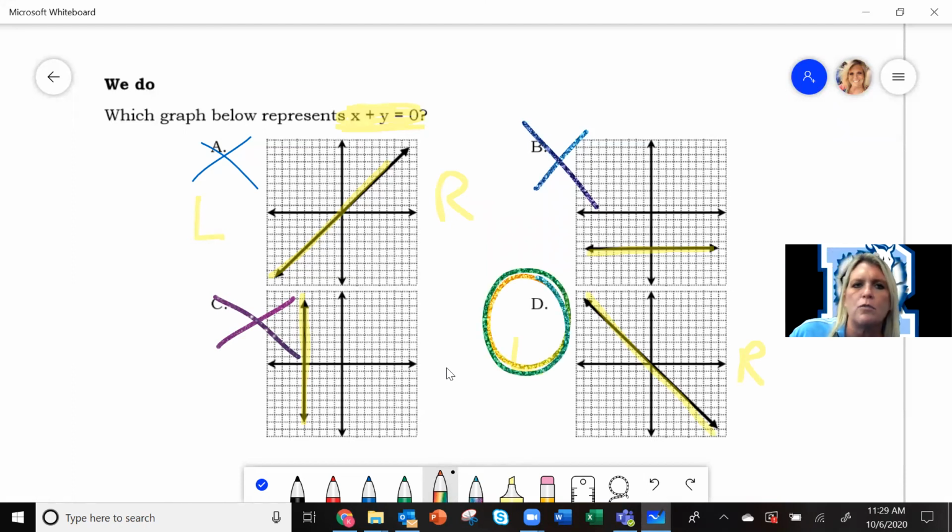So when you're trying to figure out which graph matches, this is what we're going to do. Put it into Desmos and start figuring out which ones we can erase or cross out that are not the right answer. So hopefully this helped you with this section. And now you should be able to complete your assignment.